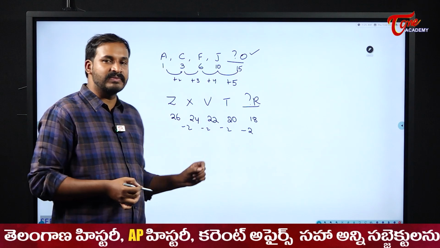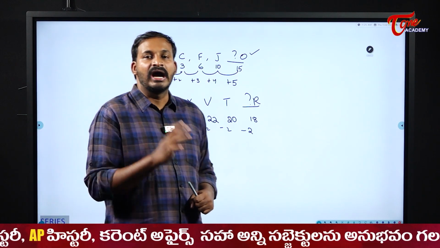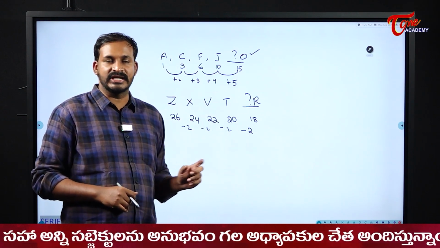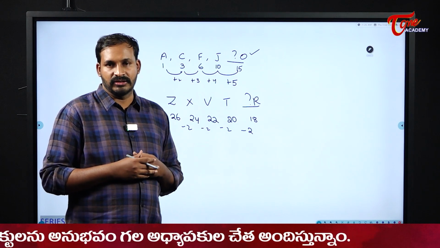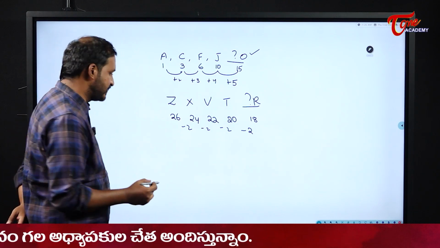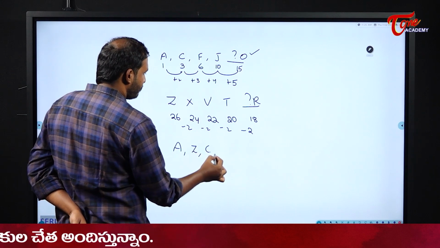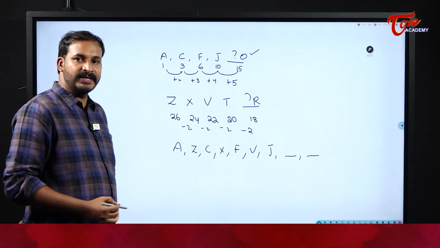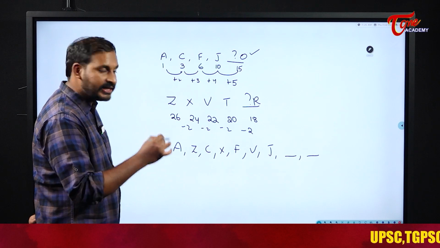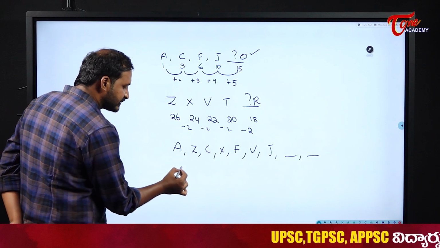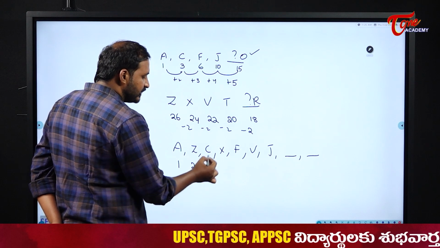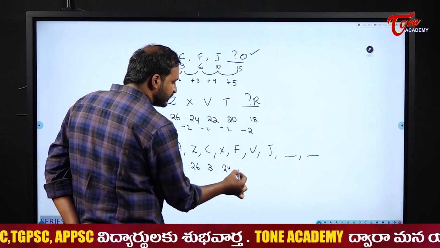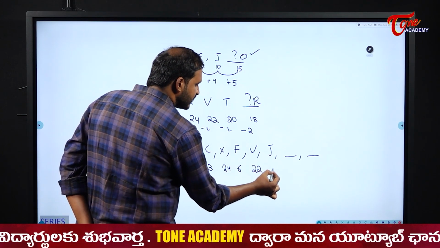So, in this manner, we are going to solve the questions from this alphabet series. Alphabet series will be based on some mathematical conclusions as well as some logical conclusions. Now, see here, for example, there is a series like this. What comes next? Now, please observe here, students. If I write the place values, what is happening? A is the first alphabet, Z is the 26th alphabet, C is the third alphabet, X is the 24th alphabet, F is the 6th alphabet, V is the 22nd alphabet, J is the 10th alphabet.